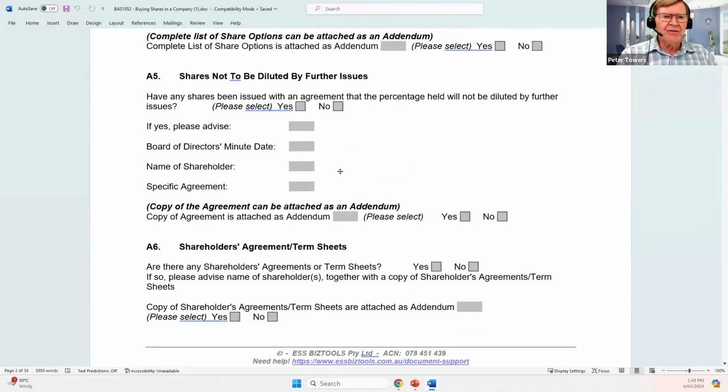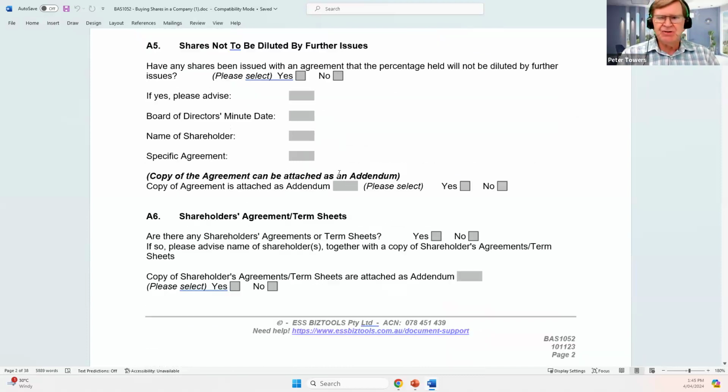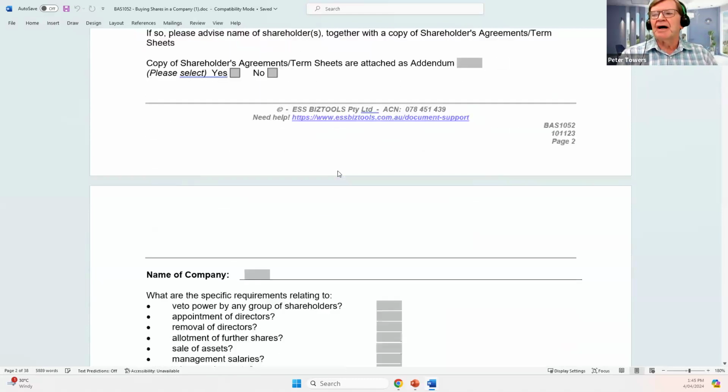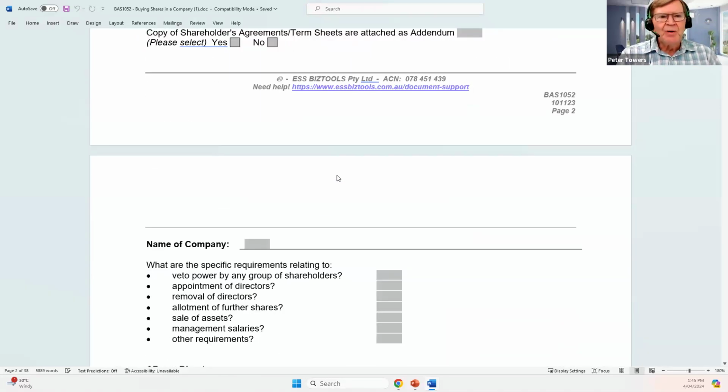Is there shareholders' agreements or term sheets that have been signed? You need to make sure that your client's read them, and so have you and the lawyer acting for your client. Incidentally, one of the big points that we have to continually emphasize to SMEs is don't sign anything without seeing you as the accountant, bookkeeper, and most definitely their lawyer.